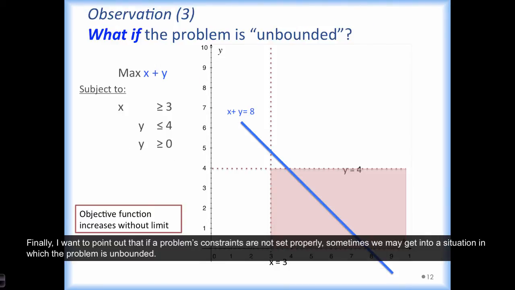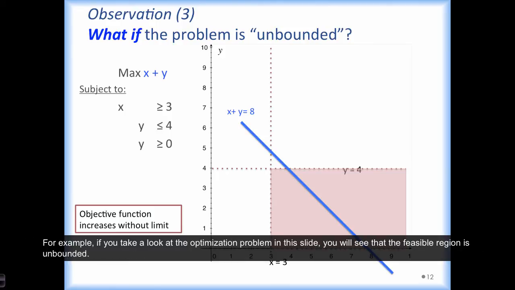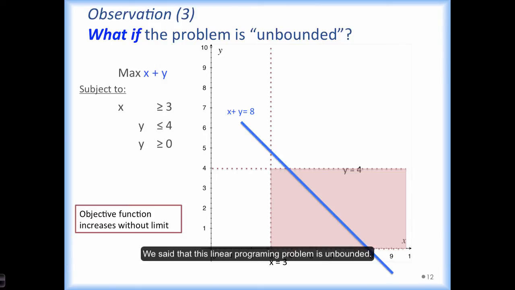Finally, I want to point out that if a problem's constraints are not set properly, sometimes we may get into a situation in which the problem is unbounded. For example, if you take a look at the optimization problem in this slide, you will see that the feasible region is unbounded. As a result, we can continuously move the objective function line to the right and never run out of feasible solutions and can get a higher value of x plus y. We say that this linear programming problem is unbounded.